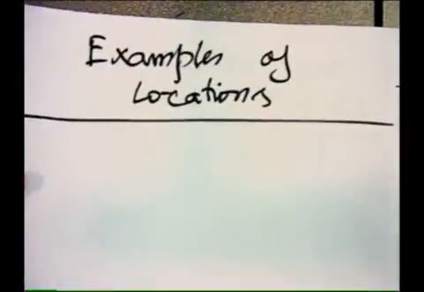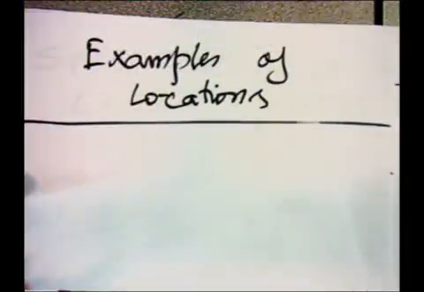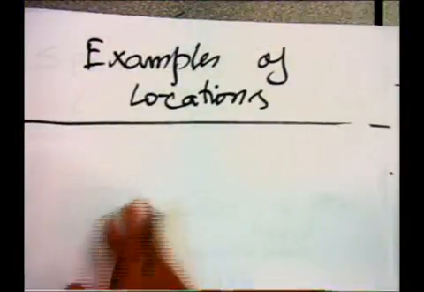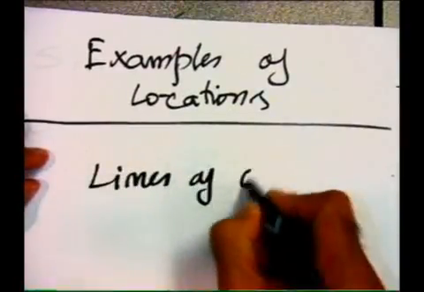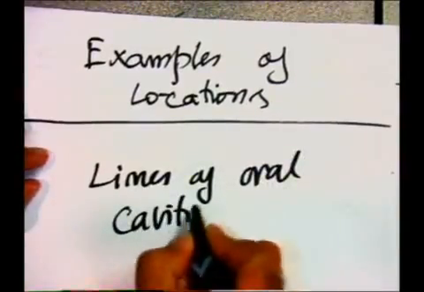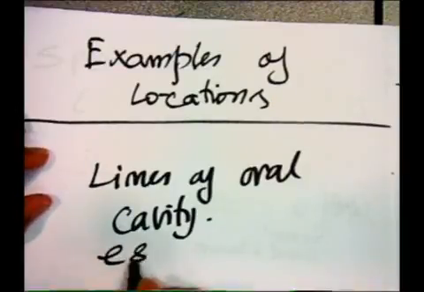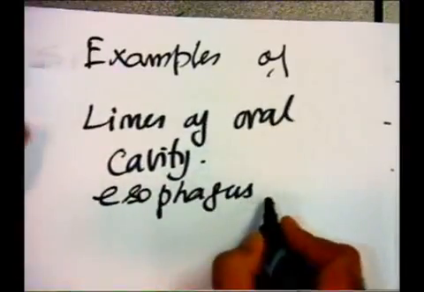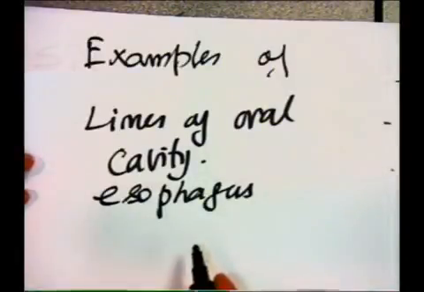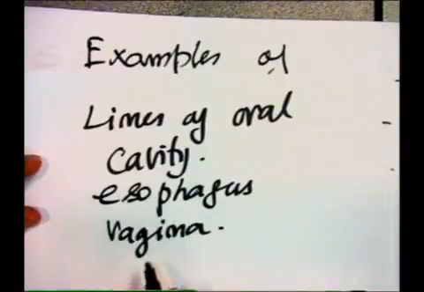And where do you find these cells? That's examples of location of these cells. They are present in, I'll write it on another paper, lines of oral cavity, esophagus, and vagina and anus.